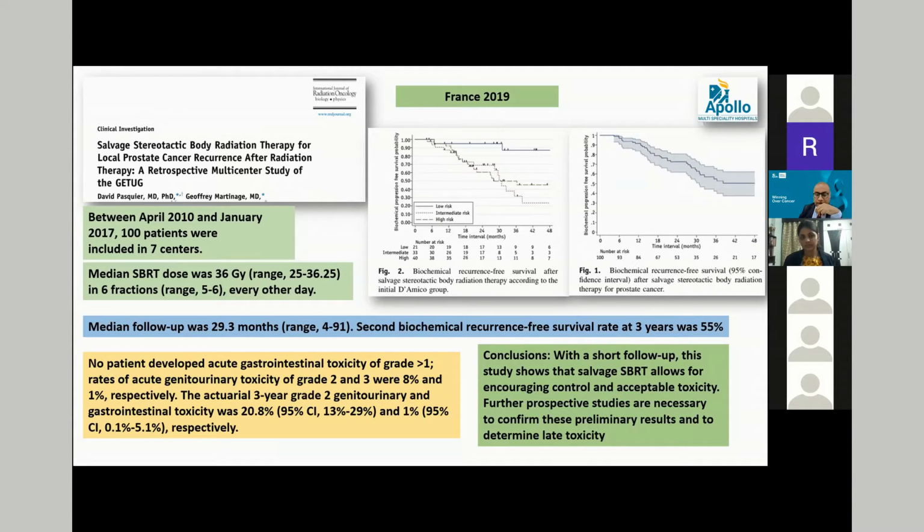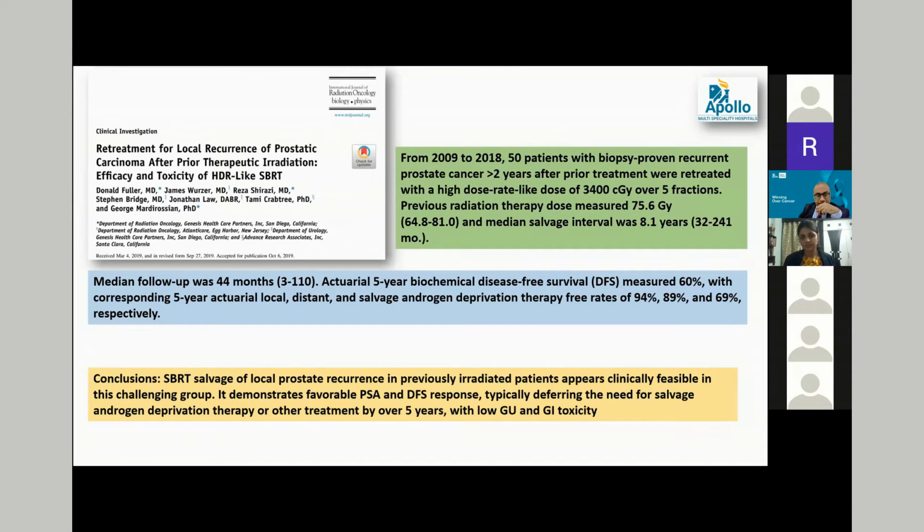And they have recommended further prospective studies, but it's a big data of 100 patients. So another data, this is from USA. It's a 50 patients data, biopsy-proven recurrent prostate cancer with more than 2 years after prior treatments. And they are retreated with high dose rate like dose, like 34 gray over 5 fractions. In the previous radiation in these patients, they received the full dose of radiation, 75.6 gray. The median interval was 8.1 years.